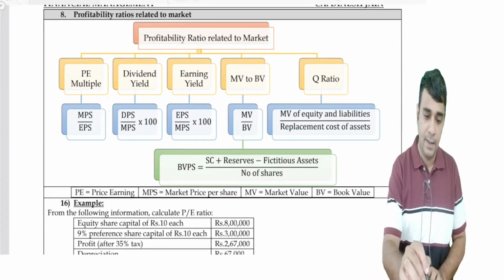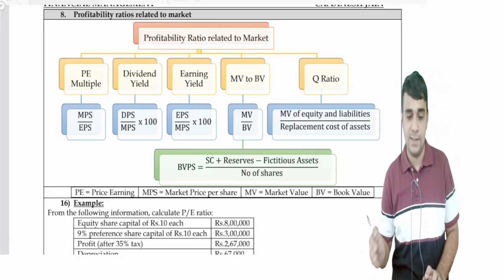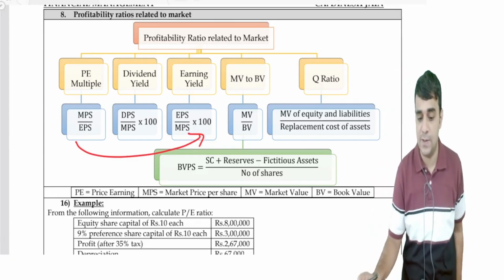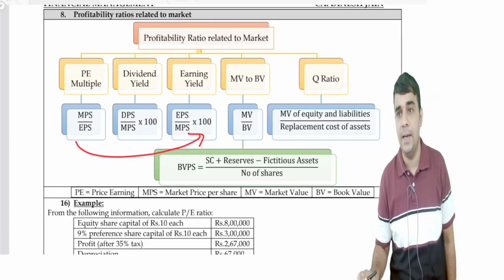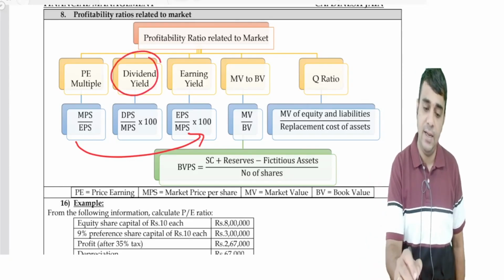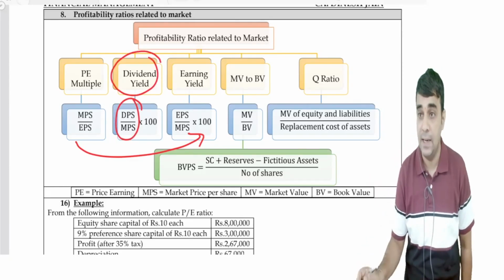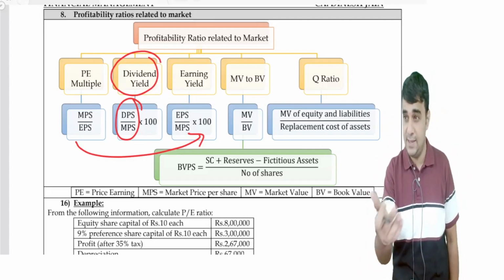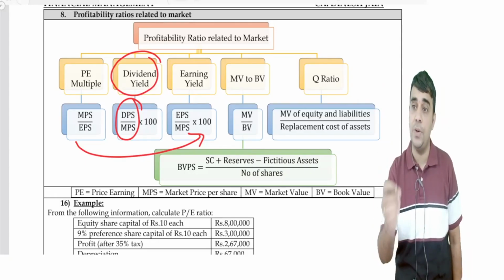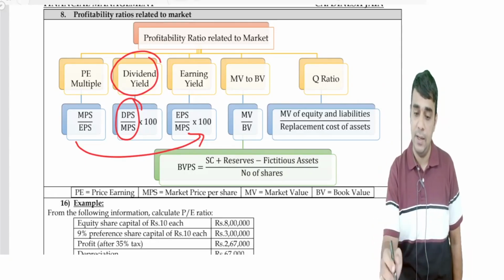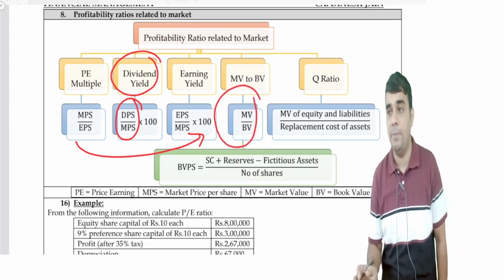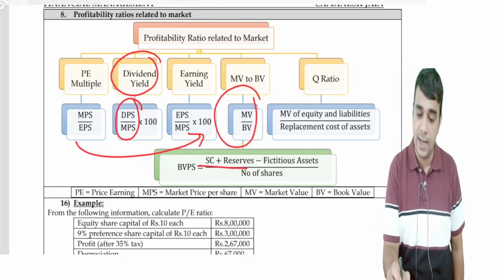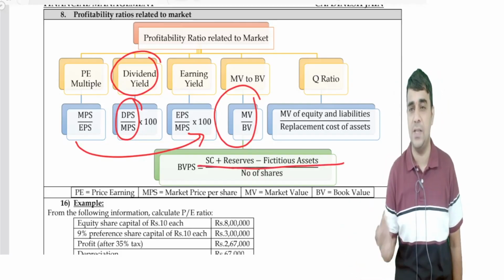P multiple is MPS by EPS. Inverse of P multiple is EPS by MPS. Dividend yield is DPS by MPS. Dividend rate is DPS by face value, which is seen somewhere else. Dividend payout ratio is DPS divided by earnings per share. MV to BV is MV divided by BV. The name itself gives the formula. BV is share capital, reserves, less fictitious assets, divided by number of shares.